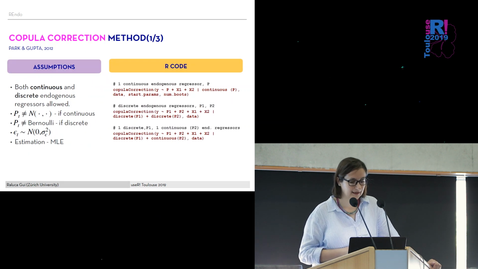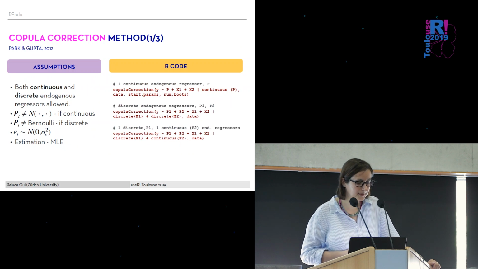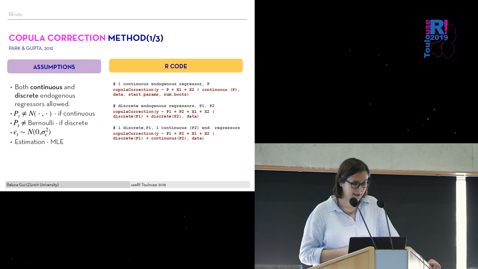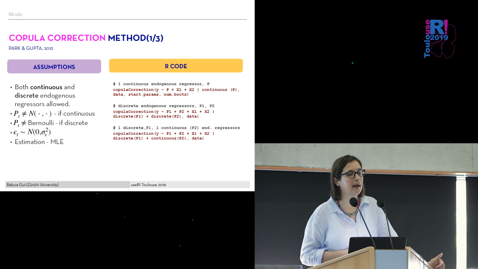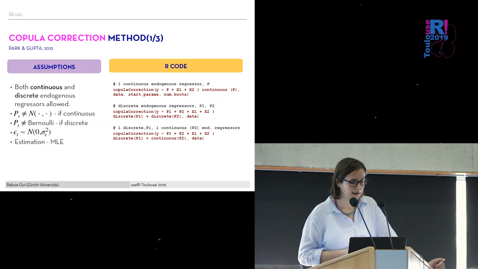The next model in REndo is called Copula Correction, which was proposed by Park and Gupta in 2012. And it's my personal favorite. It doesn't come with too many assumptions. You can have either a continuous or a discrete endogenous regressor. You can have one or more endogenous regressors.